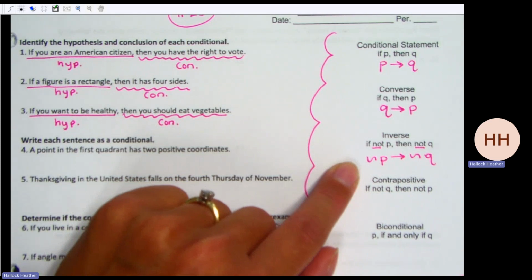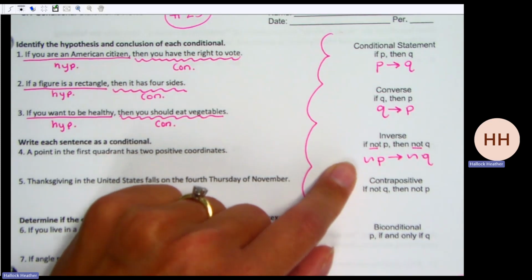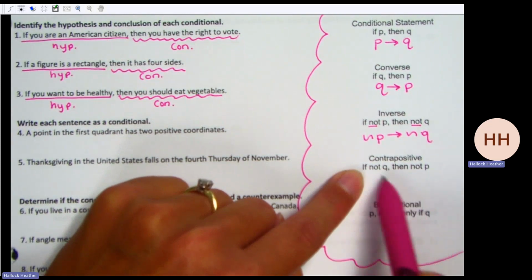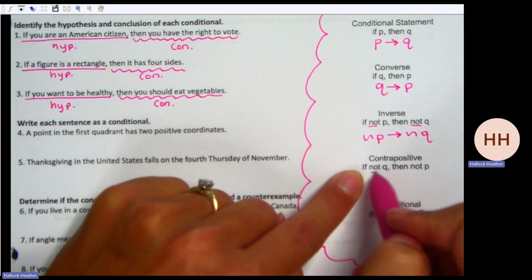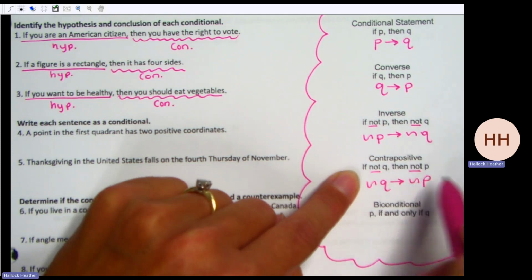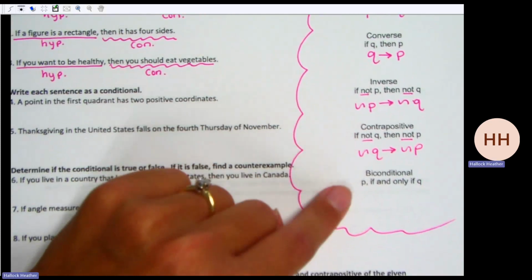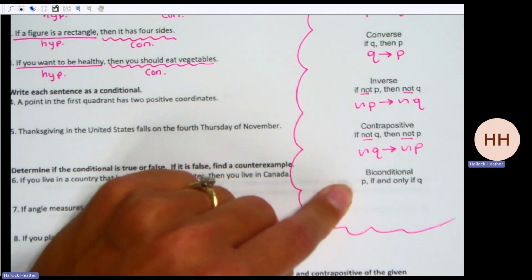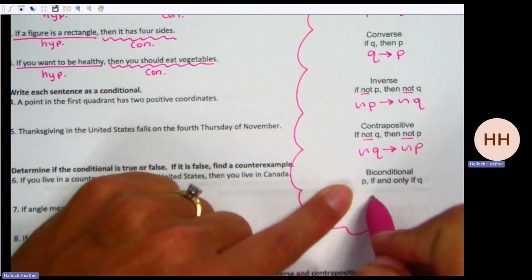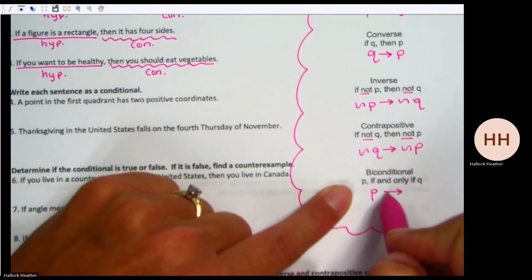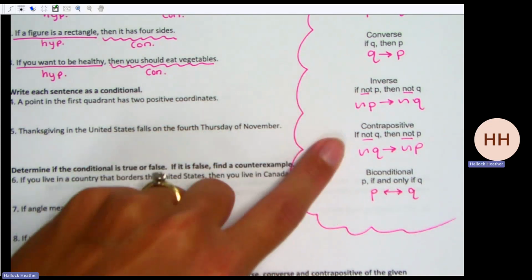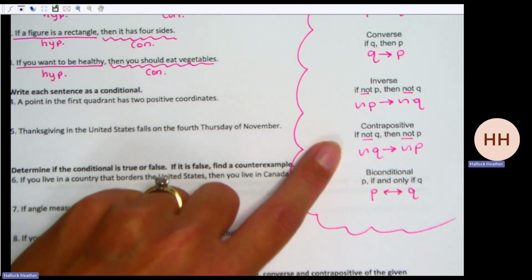So you have to use the word not or don't or isn't. You have to make your sentence negative. Contrapositive is flipping Q and P, so flipping the sentence and also making it negative. So negating Q, negating P. Biconditional is not on your EOC usually ever. Biconditional is saying if and only if something happens. So we're going to say P with a double-sided arrow, Q. We're going to use these to rewrite sentences that are given to us.